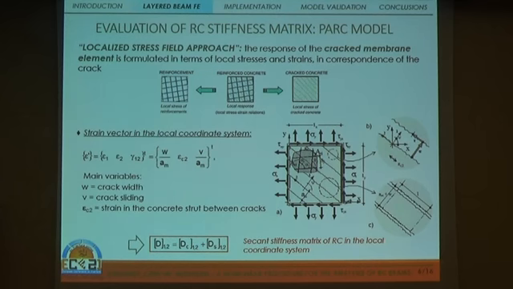So the stiffness matrix is calculated by superimposing the contribution due to concrete and steel, and in the cracked stage, all the contributions are expressed as a function of three main variables that are the crack width, the crack sliding, and the strain in the concrete strut between two adjacent cracks.